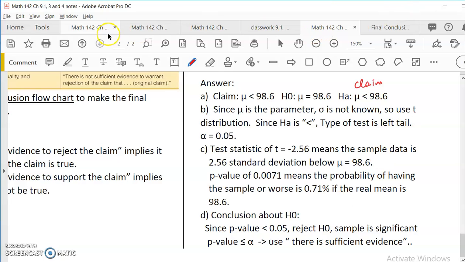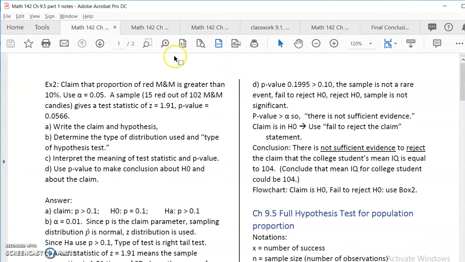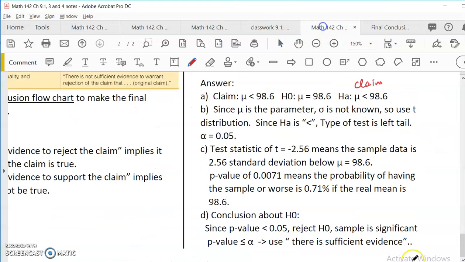And then let's continue with the second example.